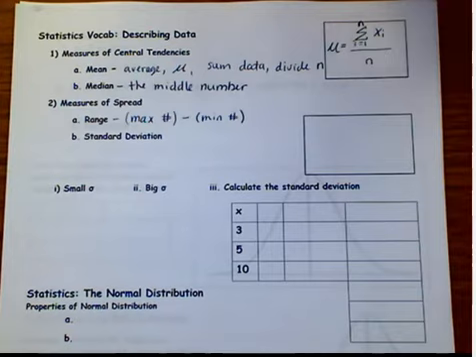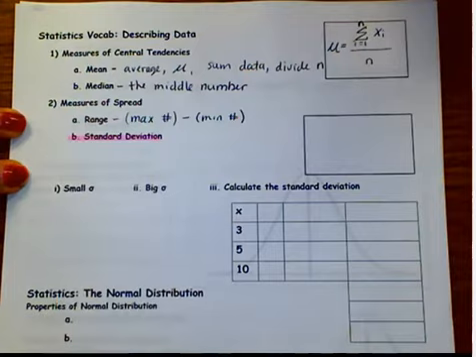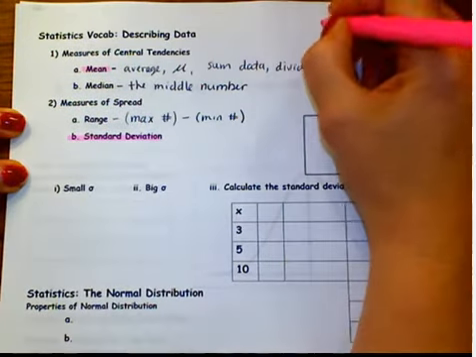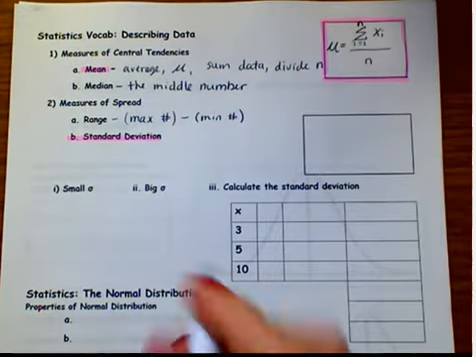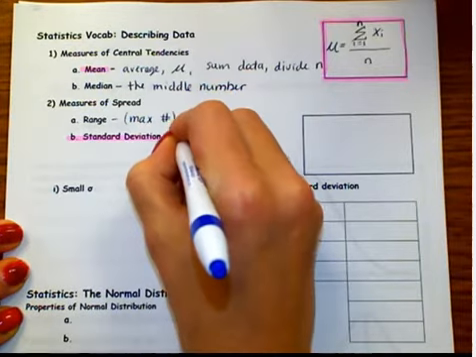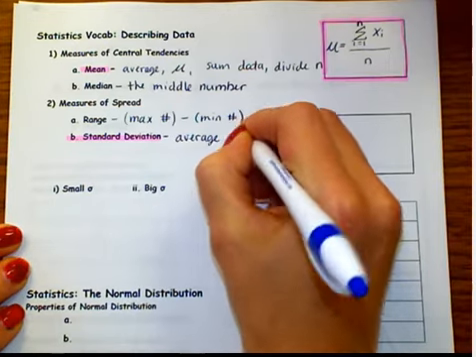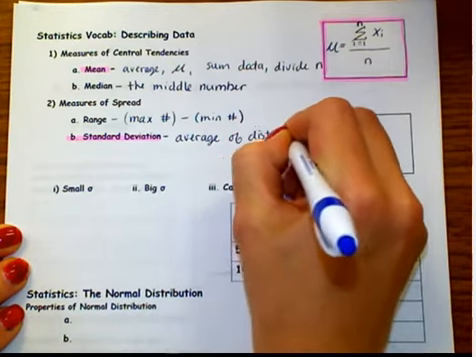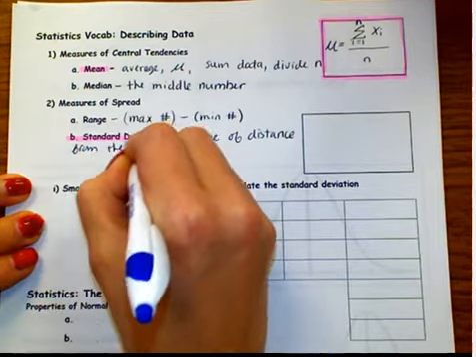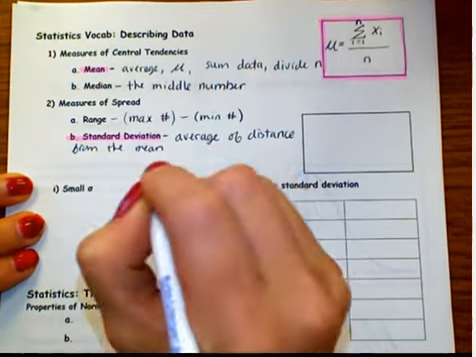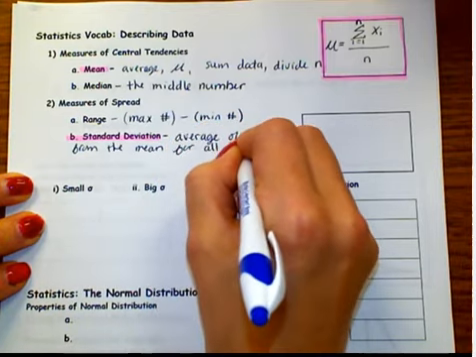A new one that you might not have heard of before is standard deviation. This is going to be one of the important ones for our notes, as well as mean. So the standard deviation is the average of the distance from the mean, average distance from the mean for all data points.